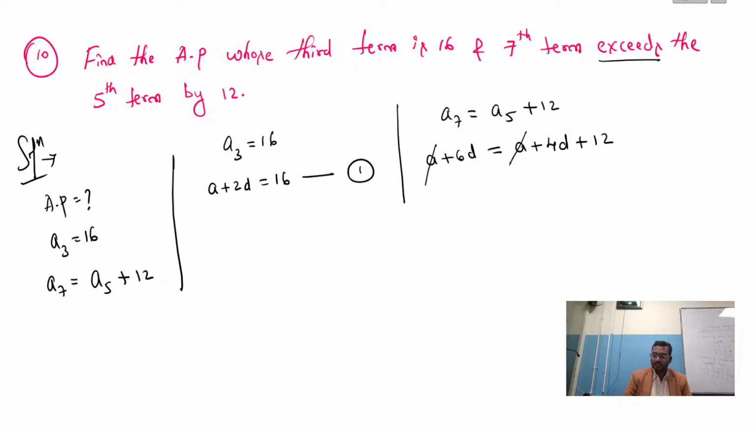Now you can see this A gets cancelled. Why? Because if this plus A comes to the other side, it becomes minus A. Right? Now keep 6D as it is. Plus 4D comes this side. Minus 4D. That is equal to 12. Now 6 and 4, they both are common.